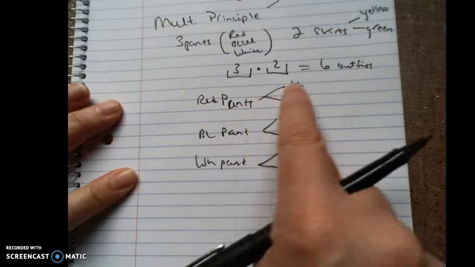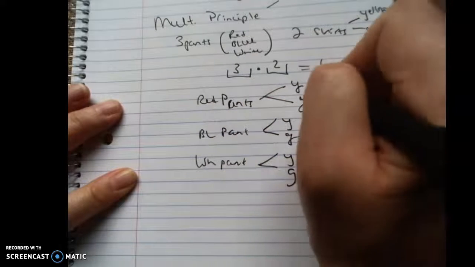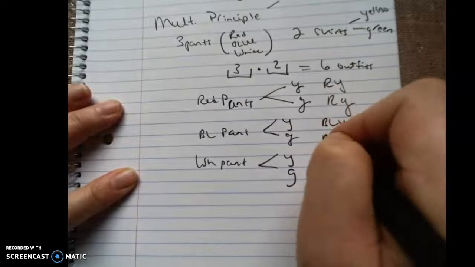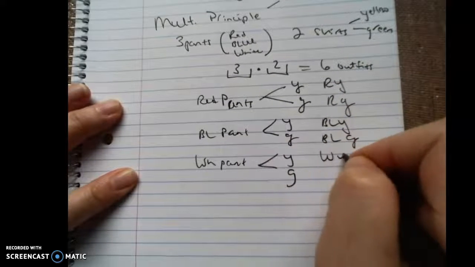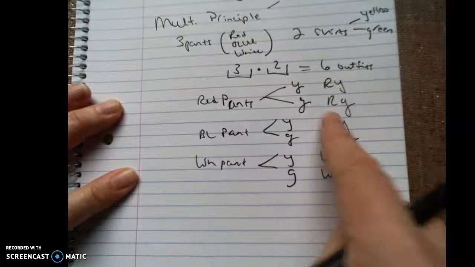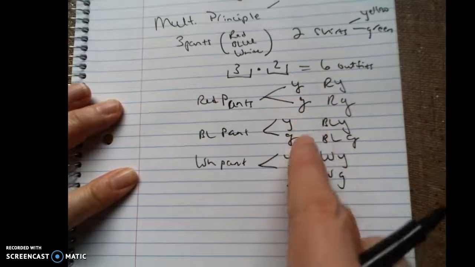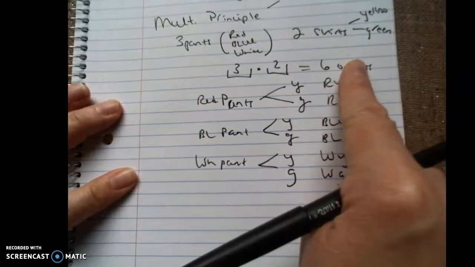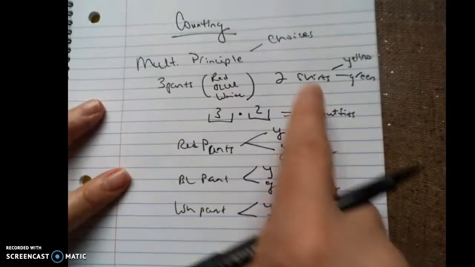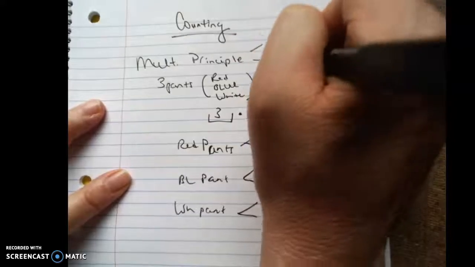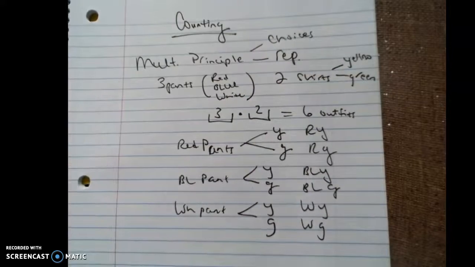And so you notice if I read these off, I could do red with yellow, red with green, blue with yellow, blue with green, and white with yellow, white with green. You can see I get 6 different combinations, okay? So I get 3 choices, and each of the 3 has 2 outcomes. That gives me 6, okay? So anytime you have choices, it's the multiplication principle. The other thing is if you have repetition, it is going to be the multiplication principle.